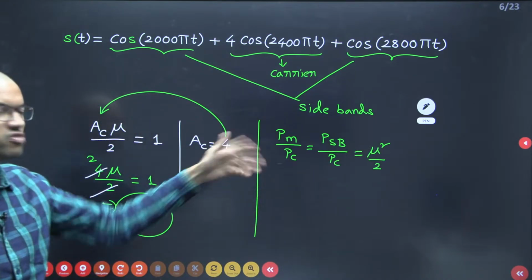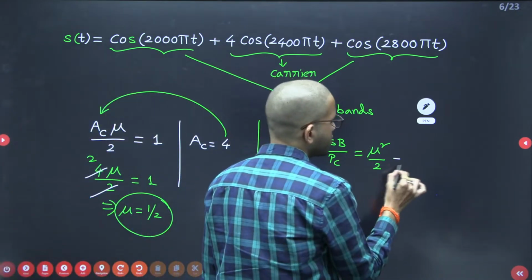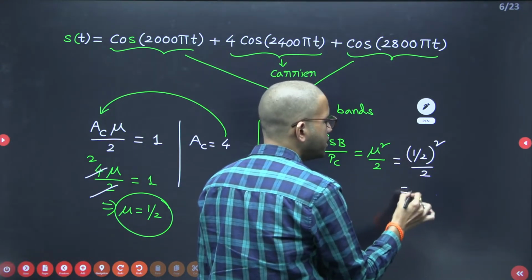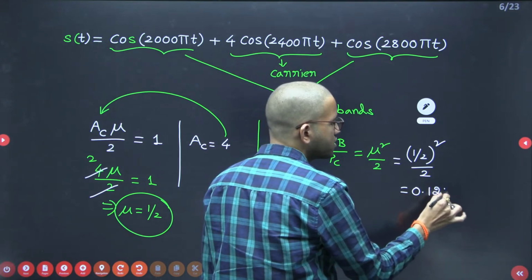Now you can substitute mu value 1 by 2 here. That's all. 1 by 2 whole square divided by 2. So this calculation we have already done. So the final answer for this question is 0.125.